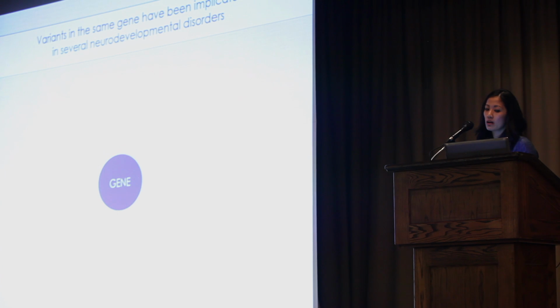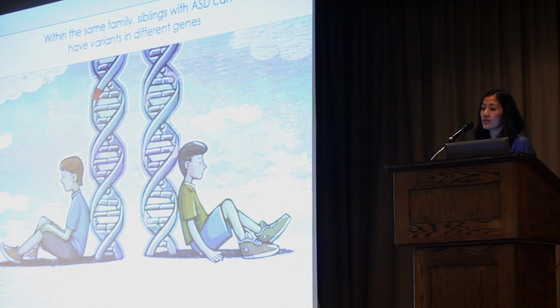And Evdokia already mentioned this as well, but we've identified variants in the same gene having implications for many different neurodevelopmental disorders. So a variant in one gene has been seen in intellectual disability. The same gene has also been implicated in autism, in psychiatric disorders, as well as seizures. So in addition to the phenotype overlap, so the symptoms between these conditions, there's also a genetic overlap. So it's important to study all of these conditions together. More recently, we have learned that within the same family, siblings with autism, so two individuals with autism, will have variants in different genes. So even though they're from the same family, the contributing factor to the autism could be different.